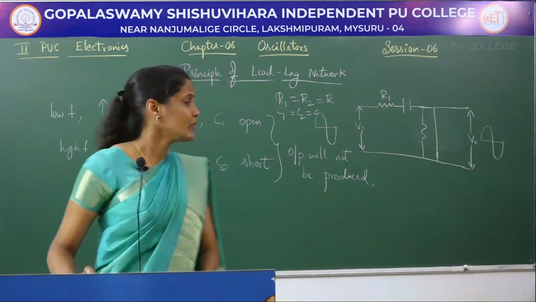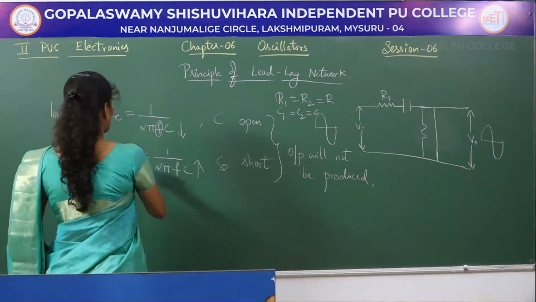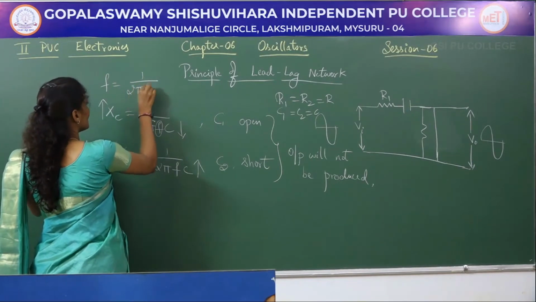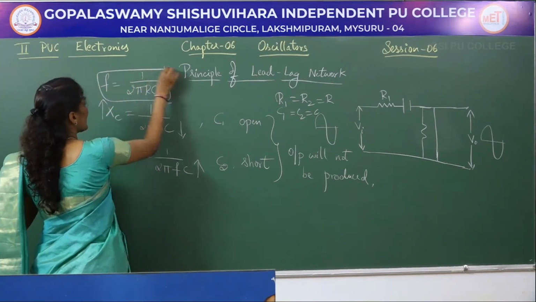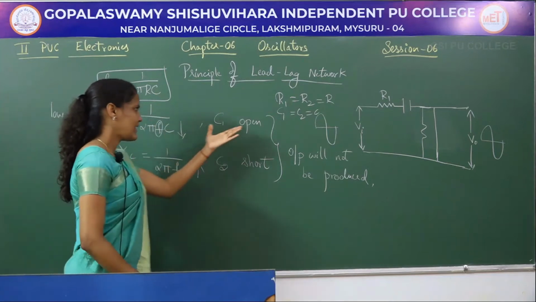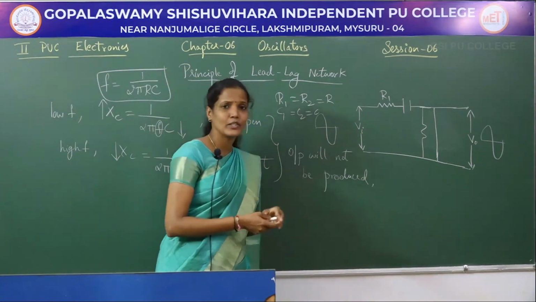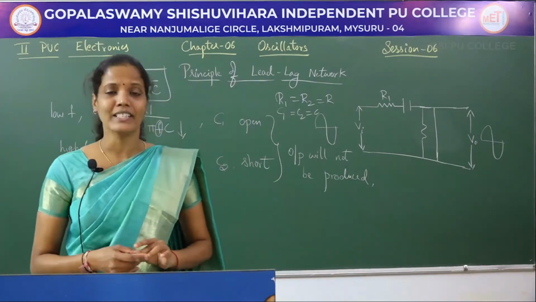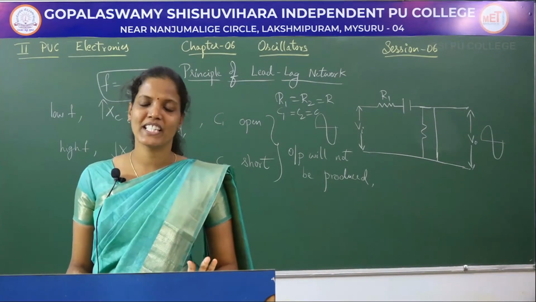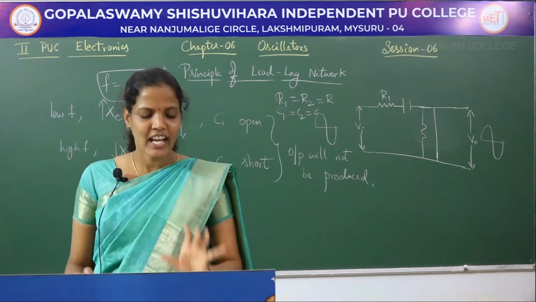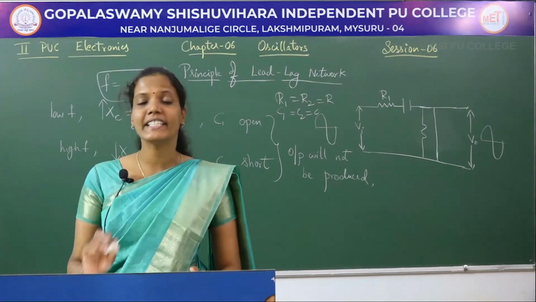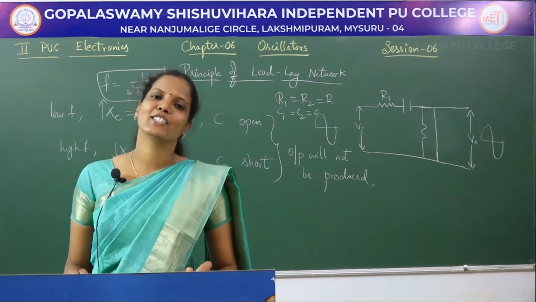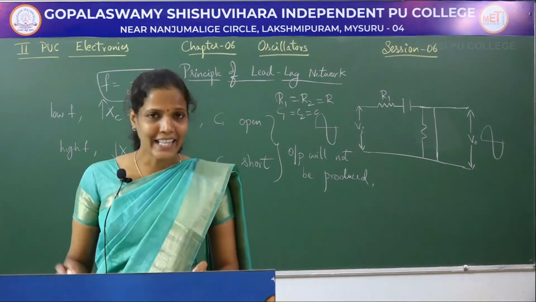In that case, the frequency of the signal that is generated can be calculated using this formula: F is equal to 1 divided by 2 pi RC, where R is nothing but R1, R2, both values are the same, and C1, C2 both values are the same. So at low frequencies, the phase angle is positive and the circuit will act like a lead network. At high frequency, the phase angle is negative and the circuit will act like a lag network.